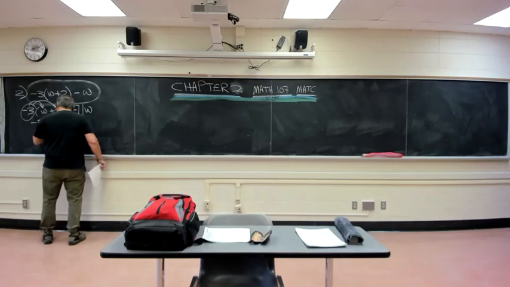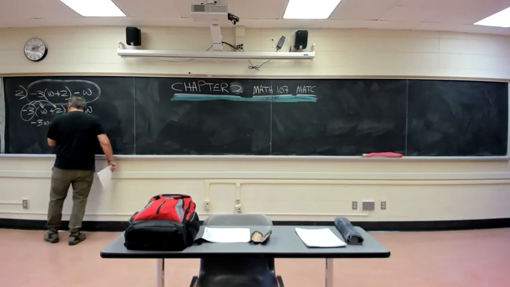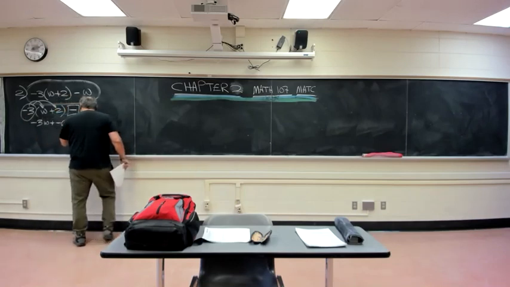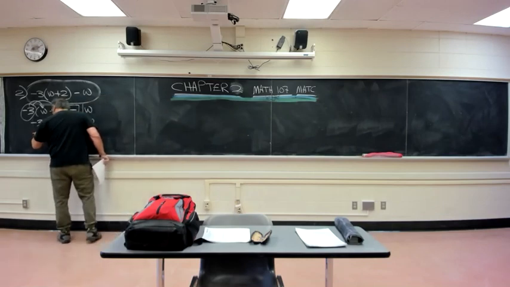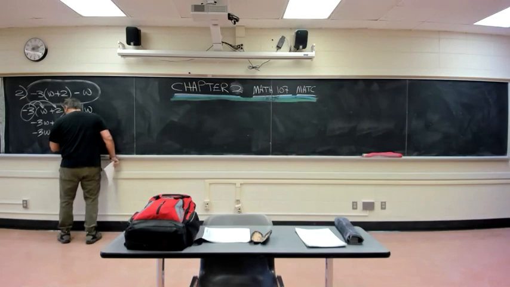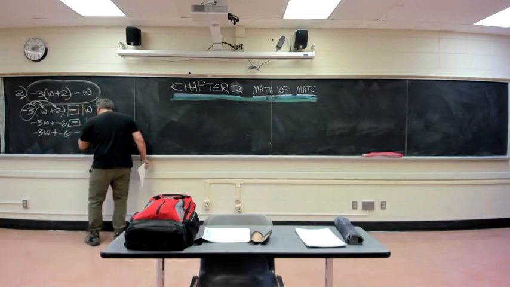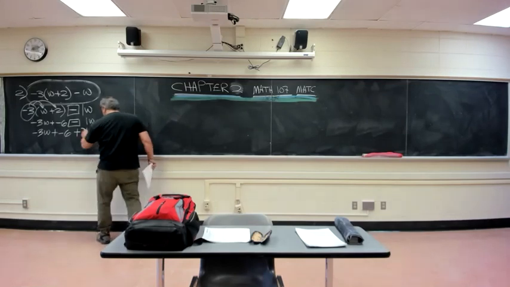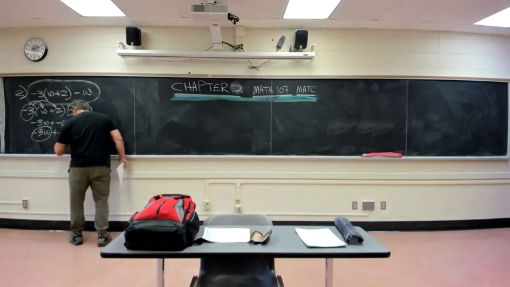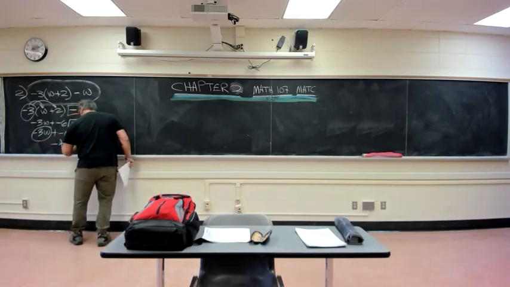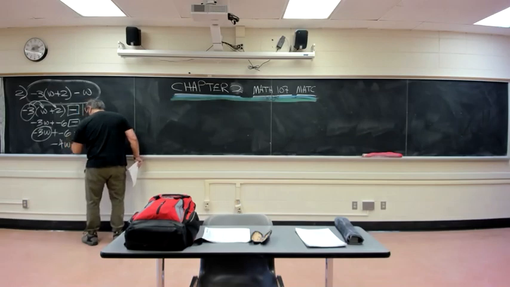Negative 3W, negative 3 times 2 is negative 6, and this is 1W. Negative 3W plus negative 6 minus 1W plus a negative 1W. Combine like terms. Negative 1W and negative 3W is negative 4W. And negative 6 is negative 6.